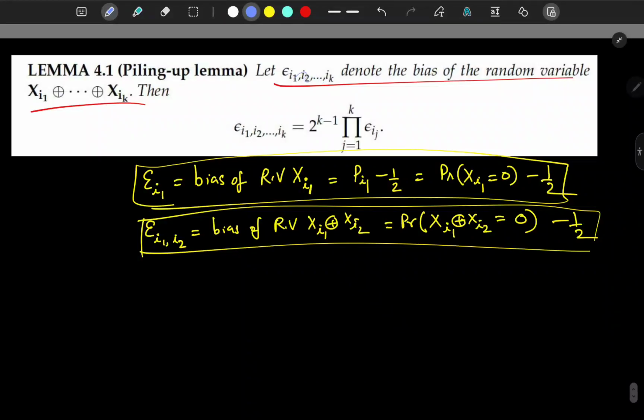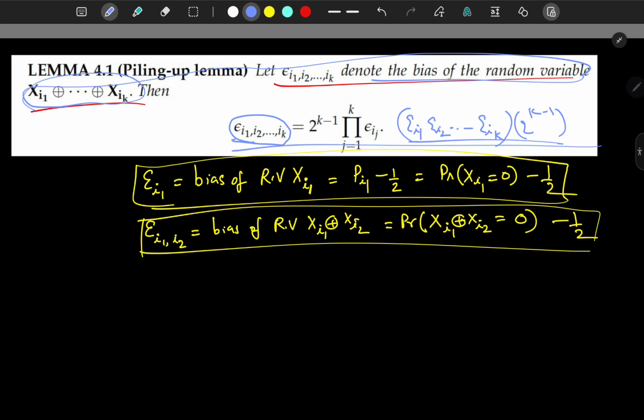Let us denote epsilon i1 up to ik as the bias of the random variables. They are saying there is a relationship between all these, which can be written as epsilon i1, epsilon i2, up to epsilon ik, into 2 power k minus 1. This is what they are saying.